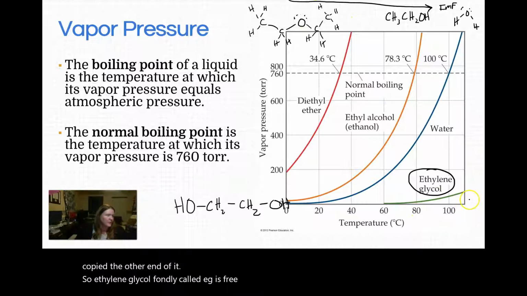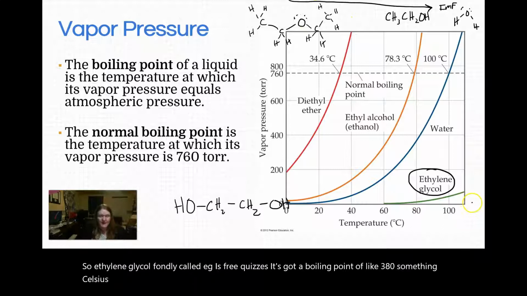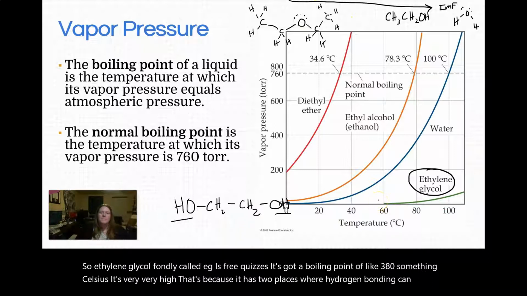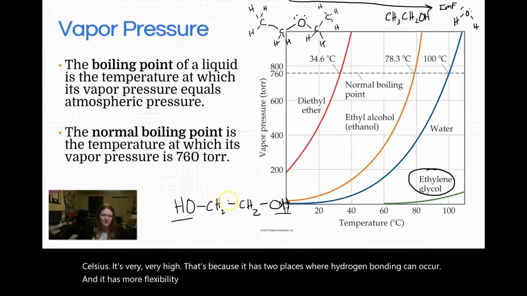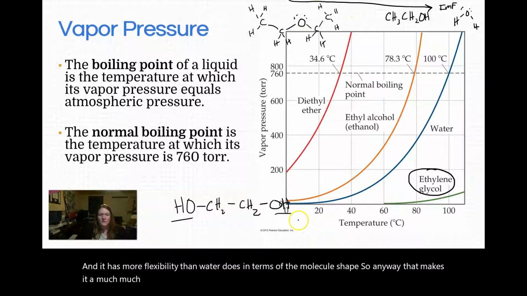it's got a boiling point of like 380 something Celsius. It's very, very high. That's because it has two places where hydrogen bonding can occur, and it has more flexibility than water does in terms of the molecule shape. So anyway, that makes it a much, much higher intermolecular force.